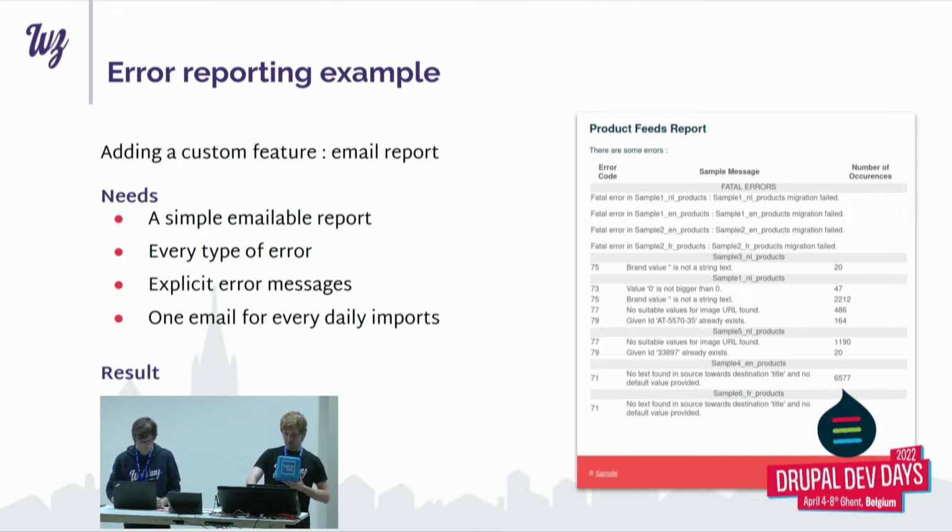So yeah, that email should preferably contain the name of the migration that was launched. Then you can have a sample of the error message that you can find in the migrate messages. And preferably you want one email for all your imports if you're doing it daily. You don't want one email per migration. If you've got a lot of migrations, that can quickly become a mess. So here's a quick sample, for example.